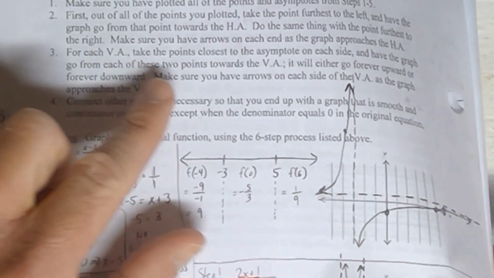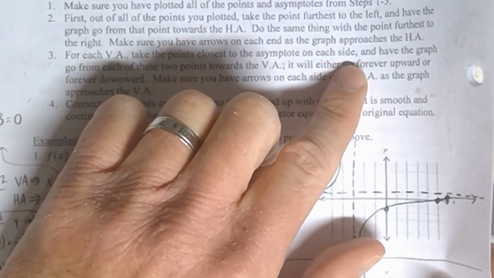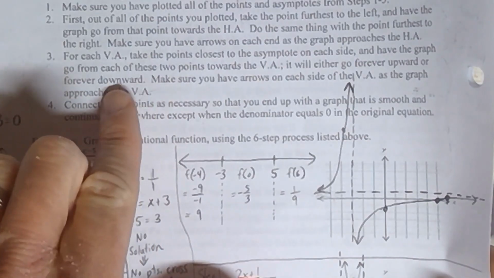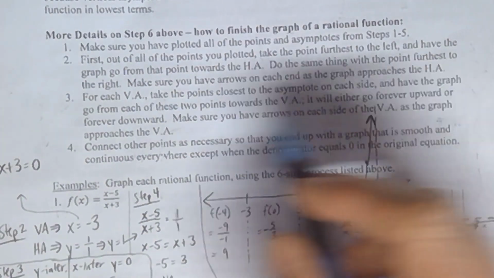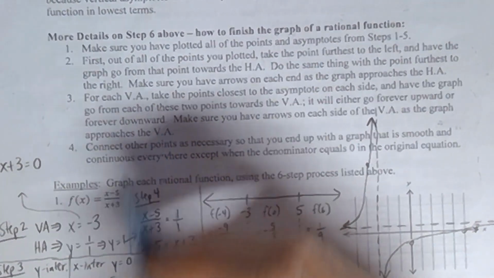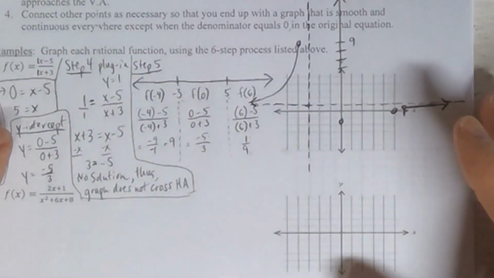We're almost there. For each vertical asymptote, there's only one in this problem. Take the points closest to the asymptote on each side and have the graph go from each of these 2 points towards the vertical asymptote. It will either go forever upward or forever downward. We'll talk about how you know which one of those it's going to be.